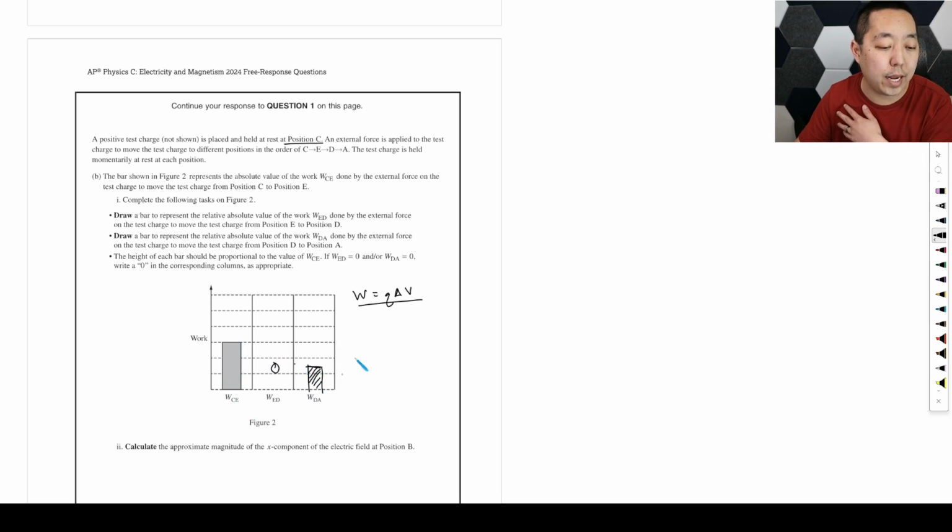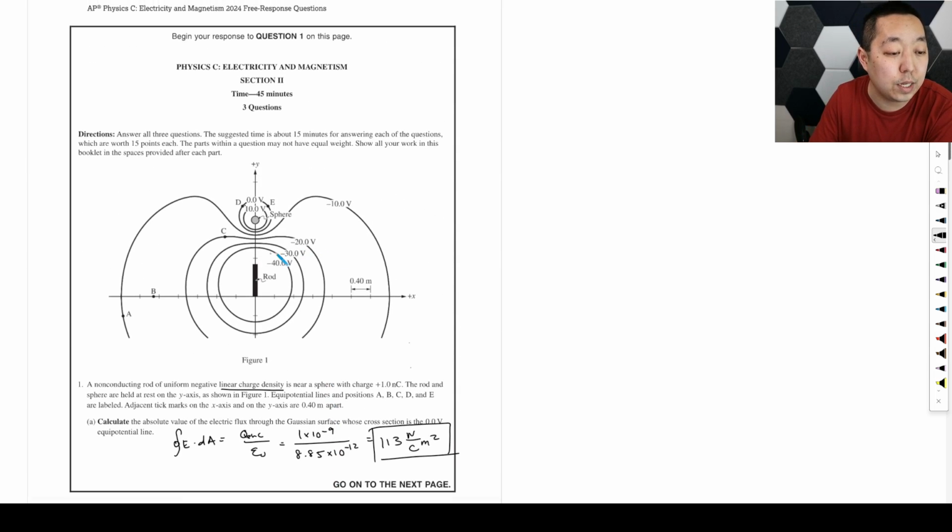Calculate the approximate magnitude of the x component of the electric field. The magnitude of the electric field is the derivative of the potential, but we're just going to approximate it. If we're at position B, think about this whole region. I'm going from negative 20 to negative 10, so the potential difference is negative 10 volts, or a 10 volt difference. And then how many hash marks is it?